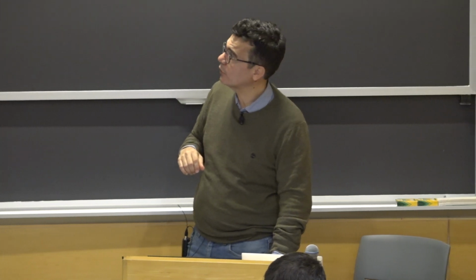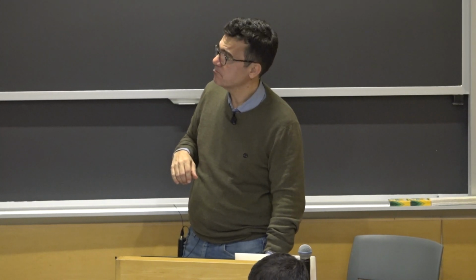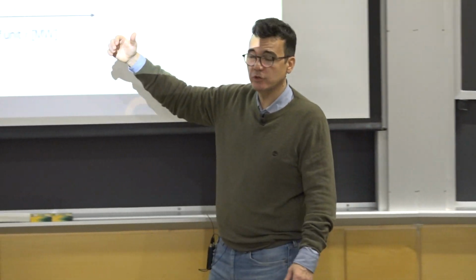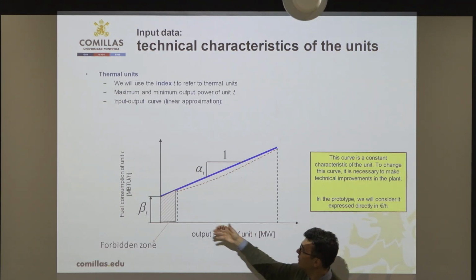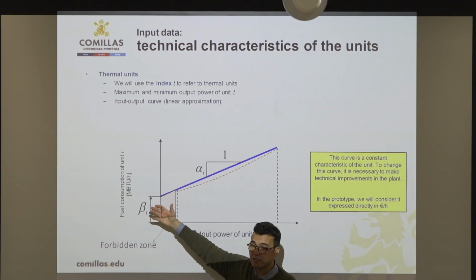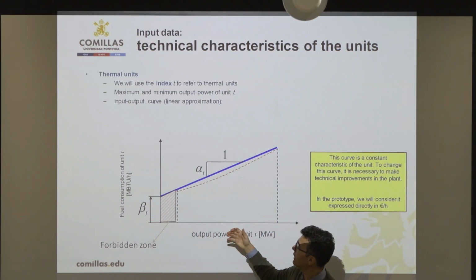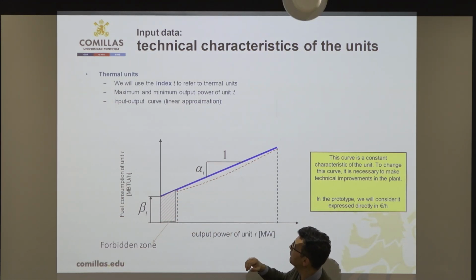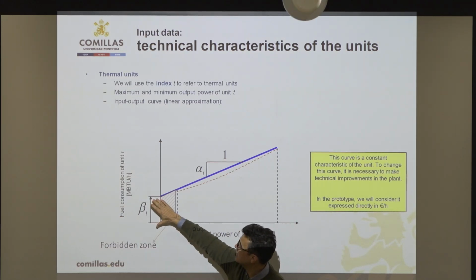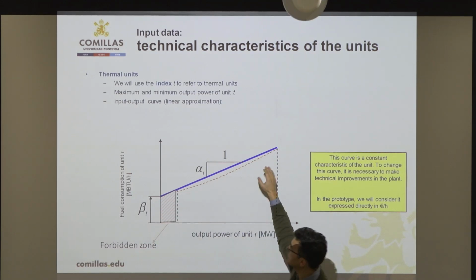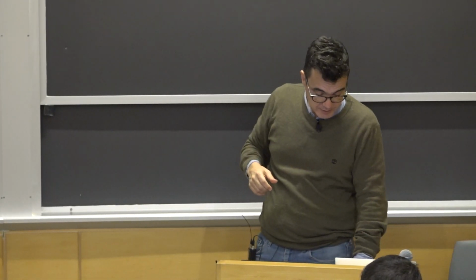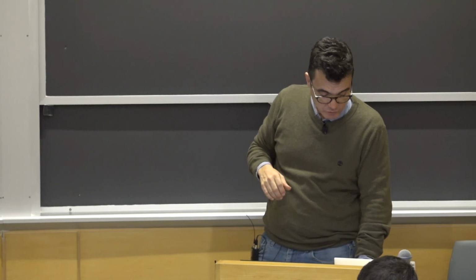From the generation perspective, we are going to assume that we have certain input-output curves. This is a typical example that we use. This is the output power, and this function tells me the amount of fuel that I need to produce this power. Normally it can be approximated by a quadratic function. In that case, we are going to use a linear approximation. We have beta, which is the intercept with the vertical axis, and a certain slope, which tells me the marginal. Then, depending on the price of this fuel, you will have a cost or another.